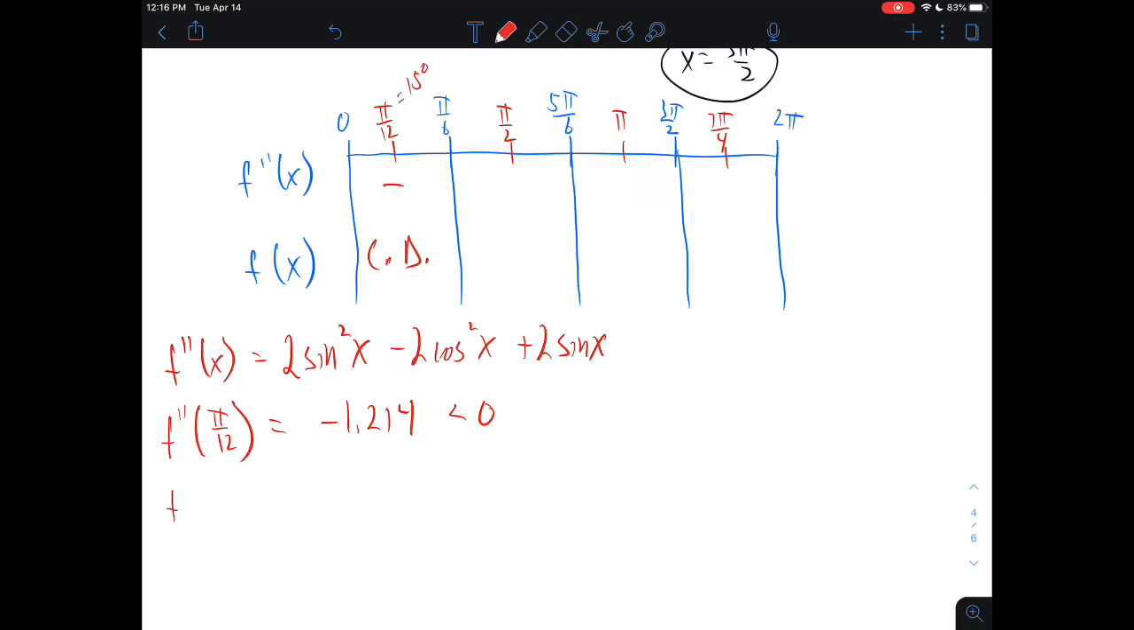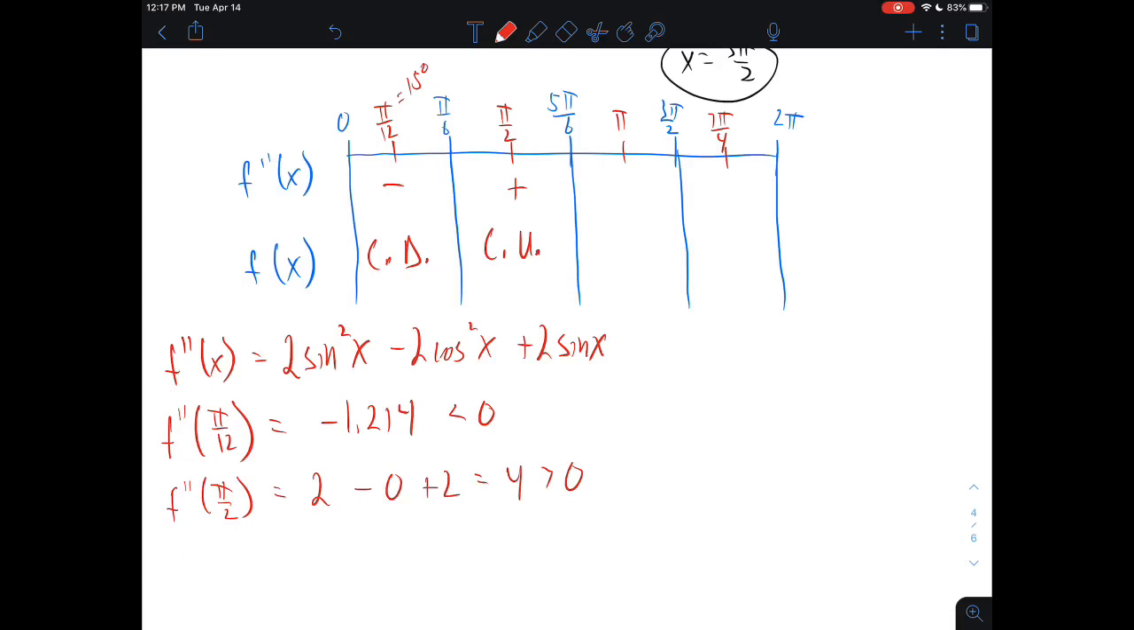If I do the same thing with pi over 2 for the next interval, sine of pi over 2 is 1, cosine of pi over 2 is 0. So I get something that's positive. So I get concave up.